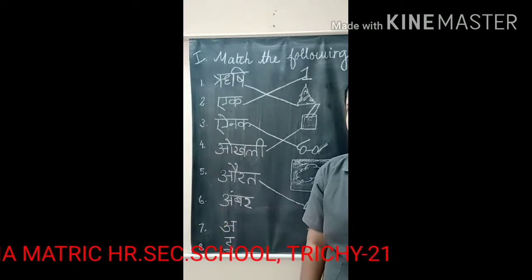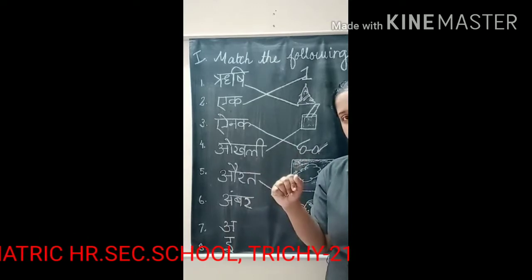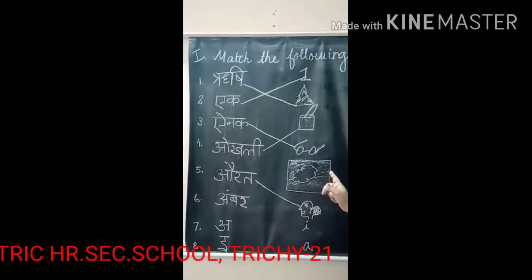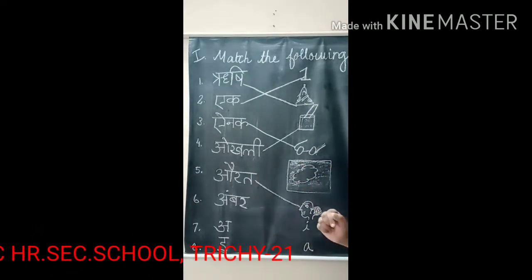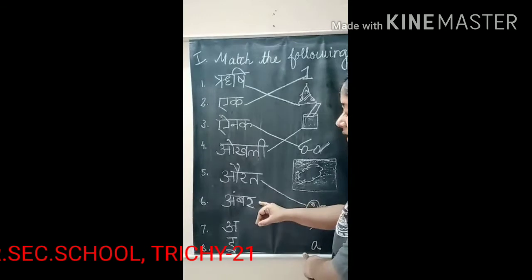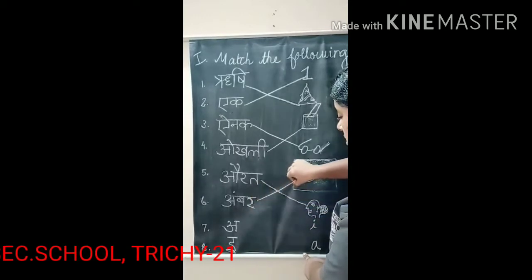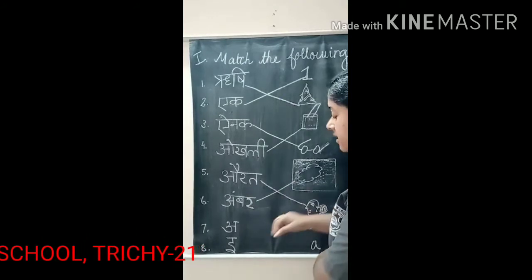Ambar means sky, and we have to find the picture of the sky. Somehow here one picture is there, cloud, and behind that it looks like sky only. So let's match the word ambar with this picture like this. Okay, next word is, it's not a word.